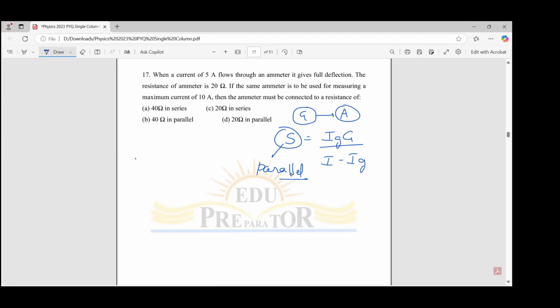So the value of shunt resistance is 5 into 20 over 10 minus 5. So S is equal to 20 ohm. Now this 20 ohm, as it is written in parallel, see, option C is 20 ohm in series, option D is 20 ohm in parallel, so our answer is the one in parallel.